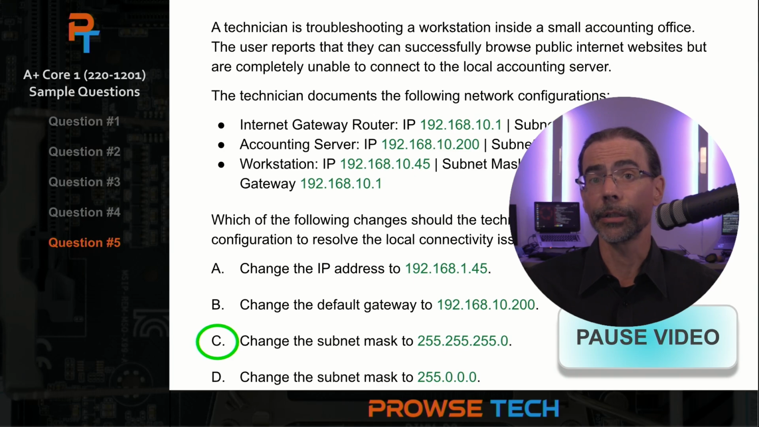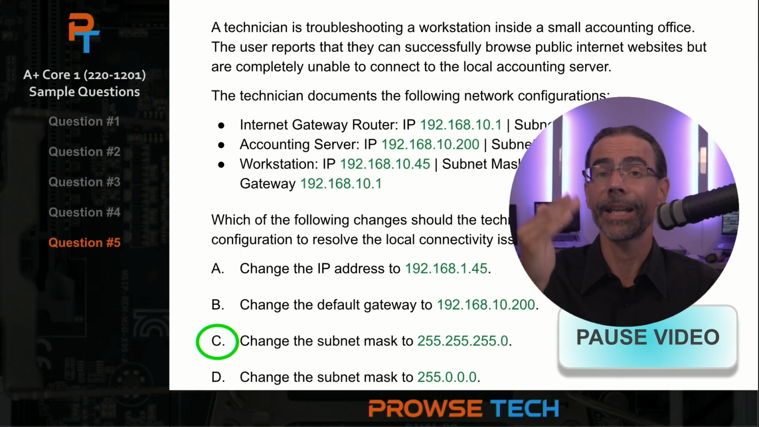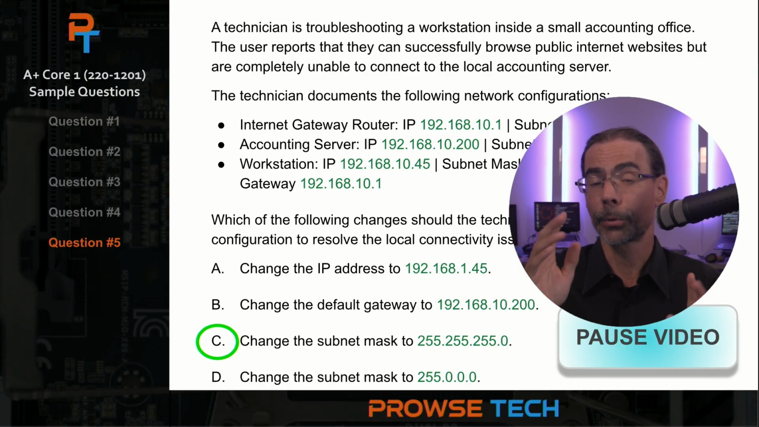And a hands-on alert: you should know how to modify the IP address, the subnet mask, the gateway address, and the DNS IP address settings on Windows, on macOS, and on Linux for the CompTIA A+ exams. So practice in a hands-on manner.